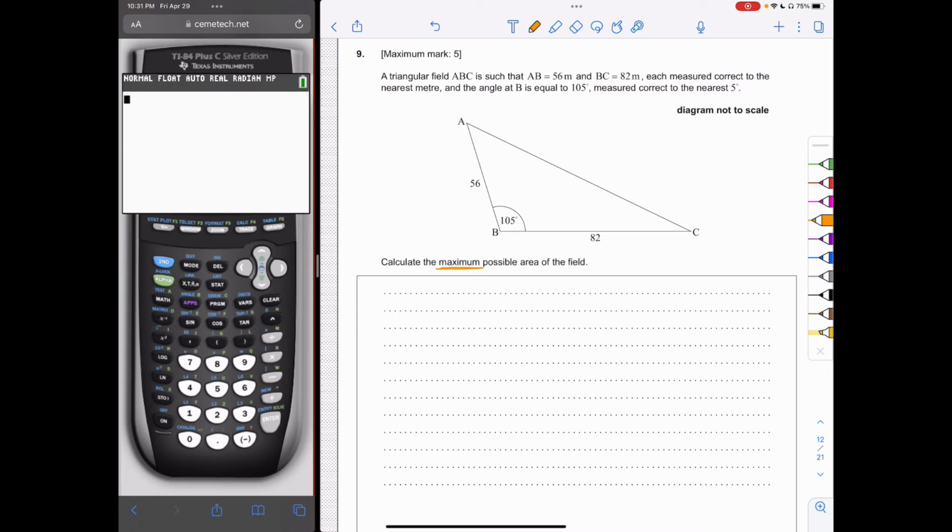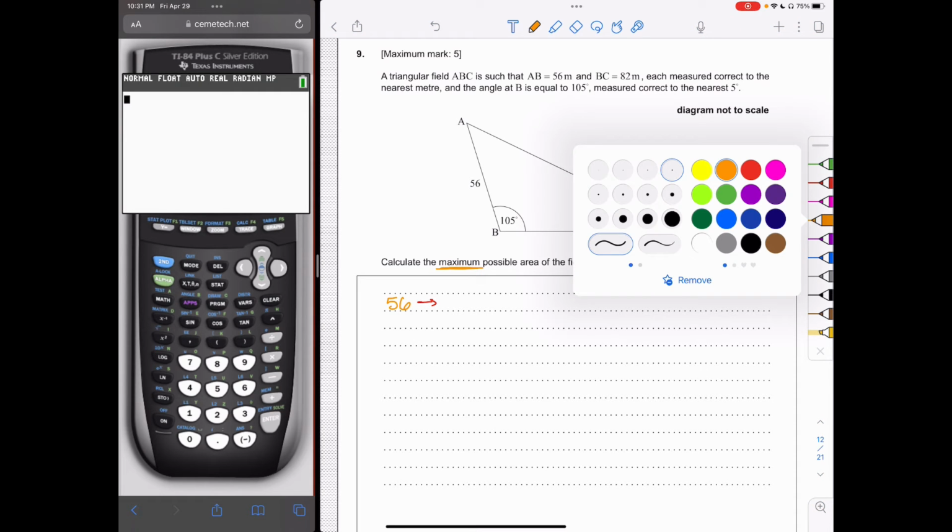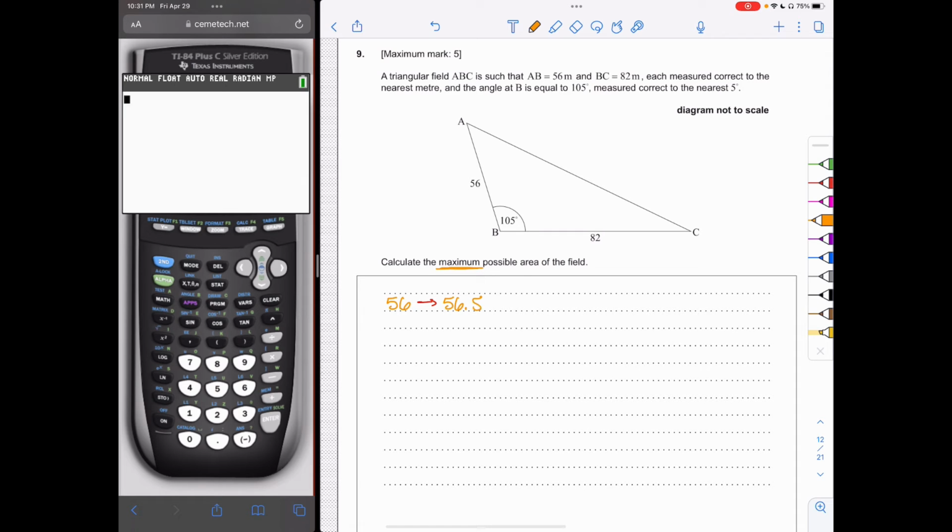So instead of using 56, I'm going to use the upper bound of 56. My maximum, or upper bound, is going to end up being 56.5. And when I have 82, the upper bound is going to be 82.5. So now what we have to decide is, if we're using those upper bounds for our side lengths, what angle do we need to use.